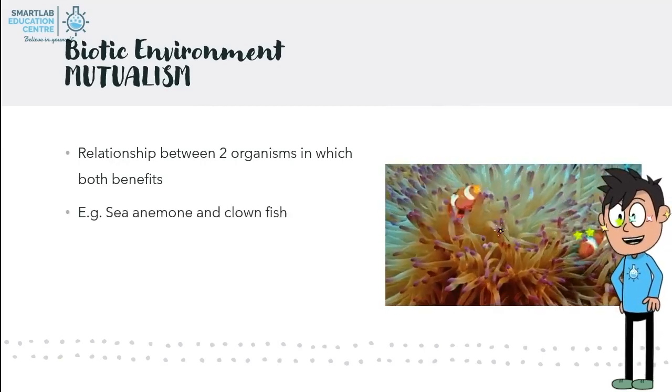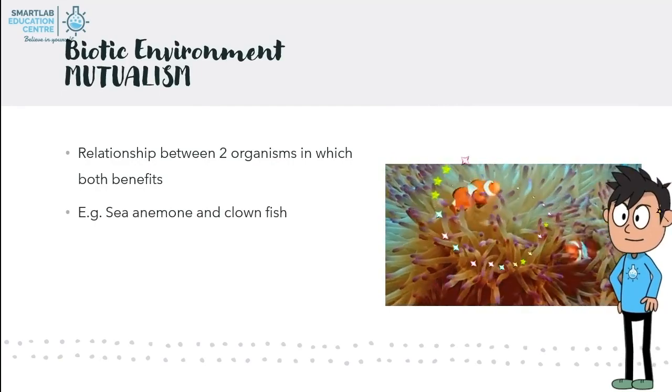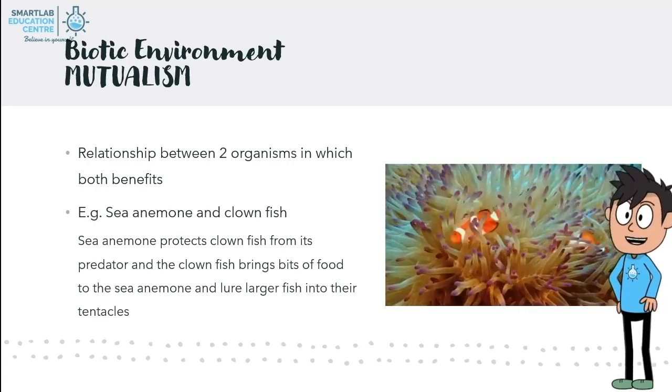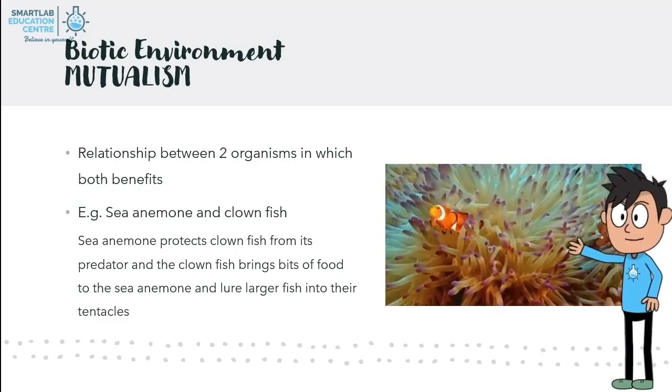Mutualism. It is a relationship between 2 organisms in which both benefit. For example, sea anemone and clownfish. Sea anemone protects clownfish from its predator and the clownfish brings bits of food to the sea anemone and lures larger fish into their tentacles.